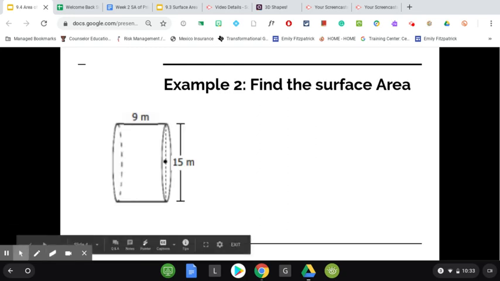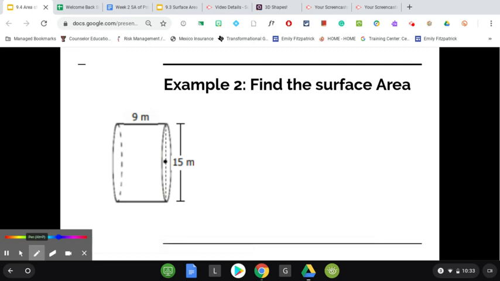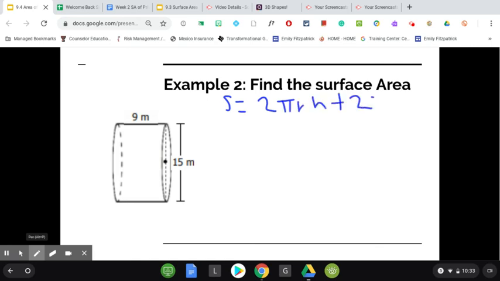Okay, here's our second one. Find the surface area of the cylinder. So our formula again is 2 pi r h plus 2 pi r squared.